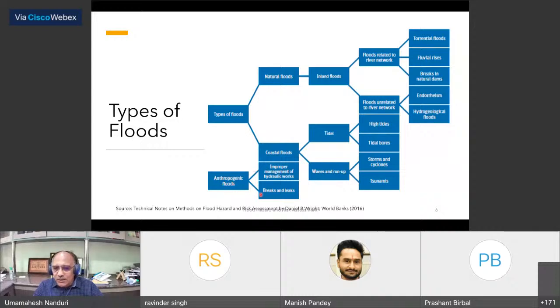But floods are also caused by anthropogenic factors, such as improper management of hydraulic works. That is one of the reasons attributed to the Chennai flood that occurred in 2015: not only heavy rainfall, but also improper management of the existing water bodies, and breaks and leaks in the water bodies, and so on.